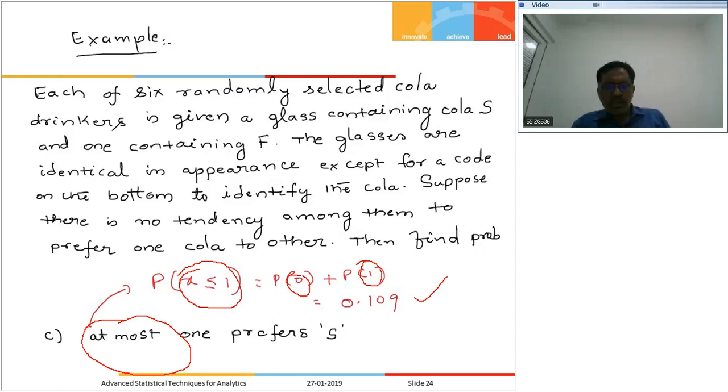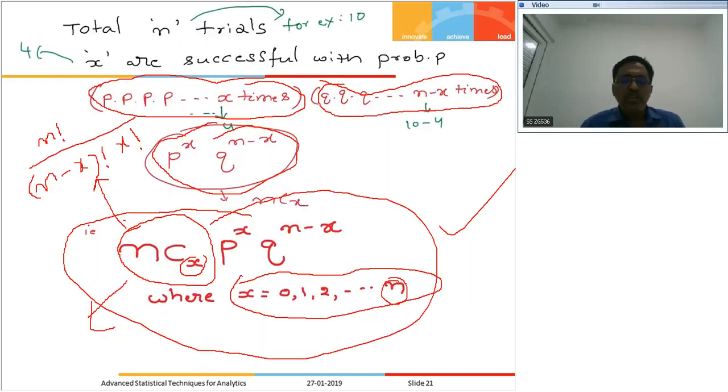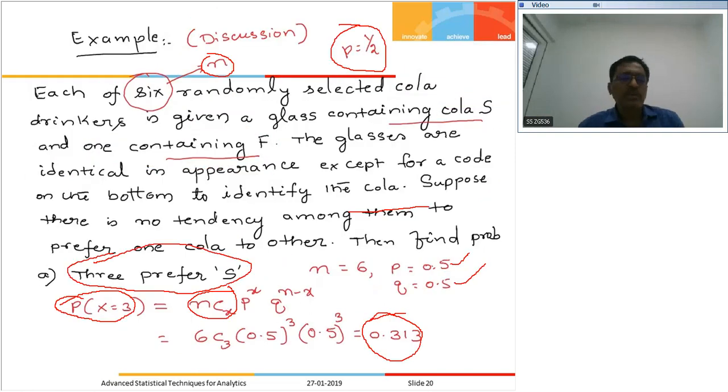P of 0 is the same: nC0, p power 0, q power n minus 0. Why P of 0 comes is, if you remember, in binomial distribution, x takes values from 0 also, because total number of trials are n, and the probability of getting 0 successes is also there. Getting 0, getting 1 success, getting 2 successes, getting 3 successes, or getting the maximum, that is n. Therefore, P of 0 also comes into picture. That is what I missed in my explanation earlier.